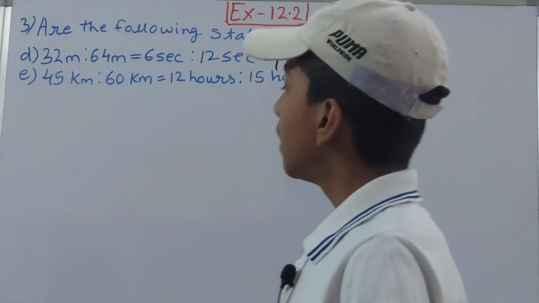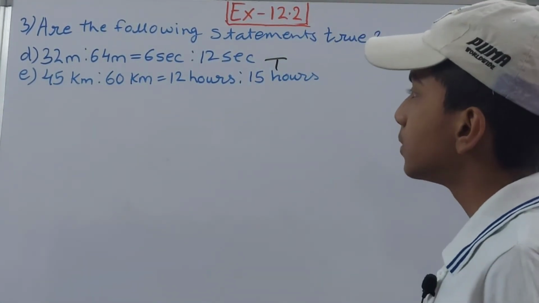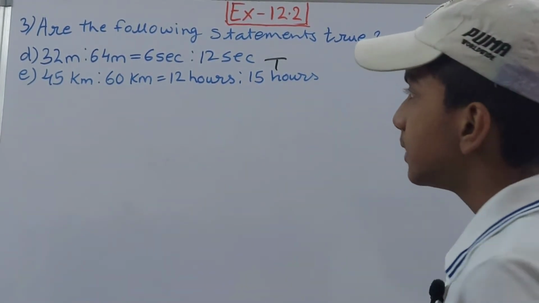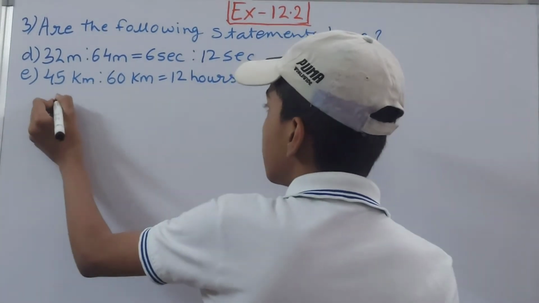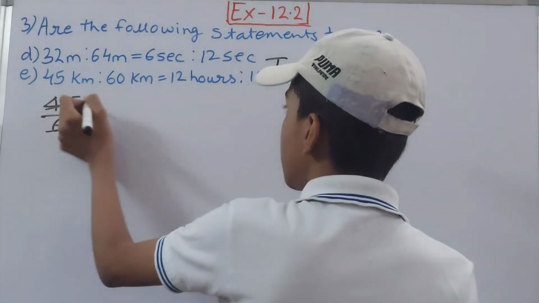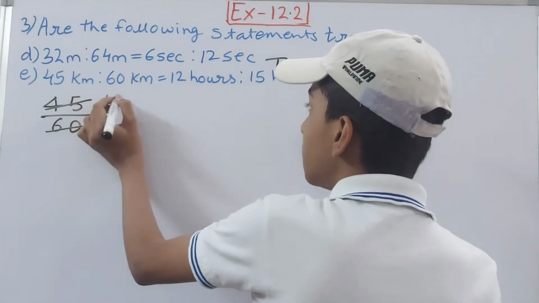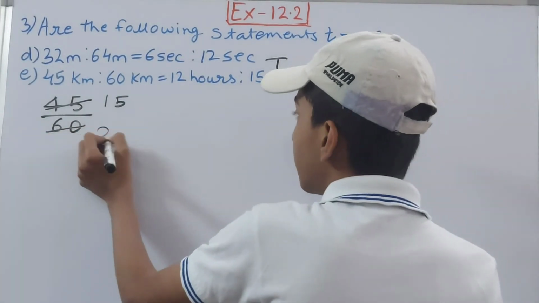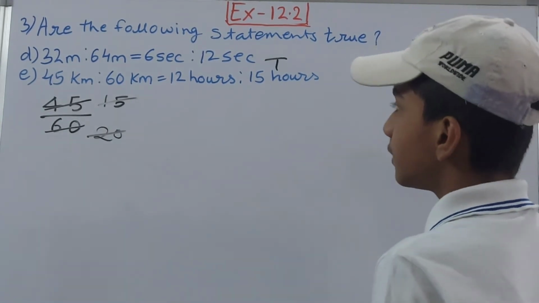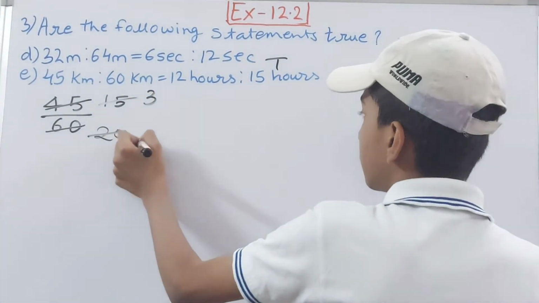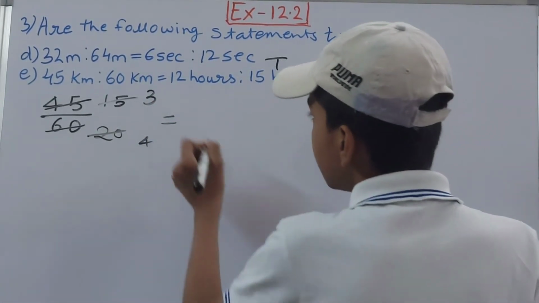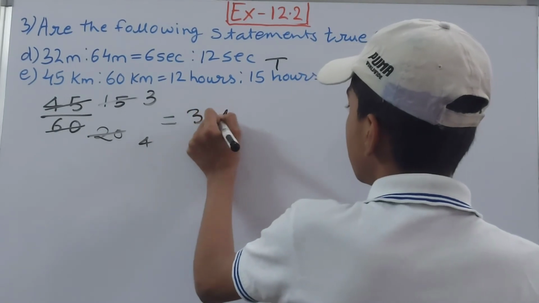Now the E part is 45 kilometers is to 60 kilometers is equal to 12 hours is to 15 hours. Now see, first of all for the distance, that is kilometers, we will do the ratio. So simplify this by 3, it will be divisible. 15 and 20. Now we can do this by 5. So 3 and 4. Right, now it is in its simplest form. So we can make it as a ratio, that is 3 is to 4.